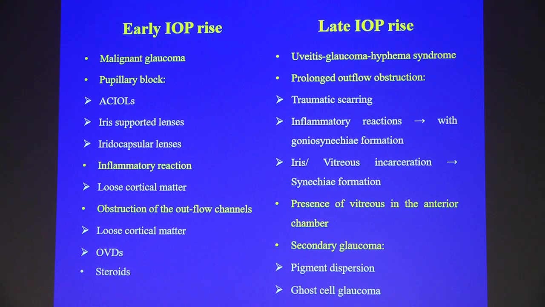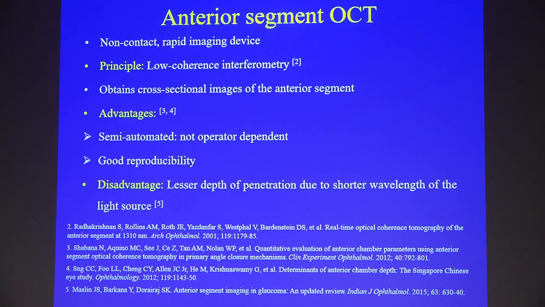And the late intraocular rise of pressure can occur in the uveitis-glaucoma-hyphema syndrome, prolonged outflow obstruction, traumatic scarring, inflammatory reactions, iris-vitreous incarceration, synechia formation following that, presence of vitreous in the anterior chamber, secondary glaucoma, pigment dispersion, or ghost cell glaucoma. So the anterior segment OCT, it's a non-contact rapid imaging device.